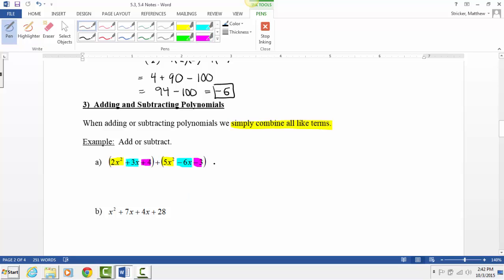And so one thing you could do is we could just rewrite this. We could rewrite it as 2x squared plus 5x squared. Those are like terms. And then we could have the x's, so plus 3x minus 6x. And then plus 4 minus 3. And then when we combine those like terms, 2 and 5 is 7x squared. 3x minus 6x is negative 3x, and 4 minus 3 is positive 1.